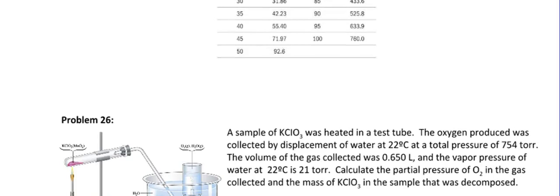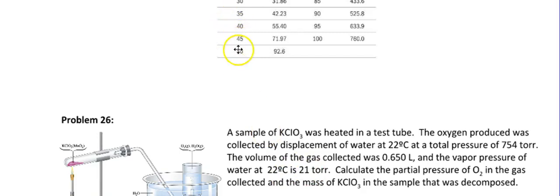A sample of potassium chlorate was heated in a test tube. The oxygen produced was collected by displacement at 22 degrees, at a total pressure. Keyword, a total pressure, because what is in here? You look at the little diagram here. It's not just oxygen, it's oxygen and water, isn't it? The volume of the gas there, the vapor pressure of the water at 22 degrees is 21.